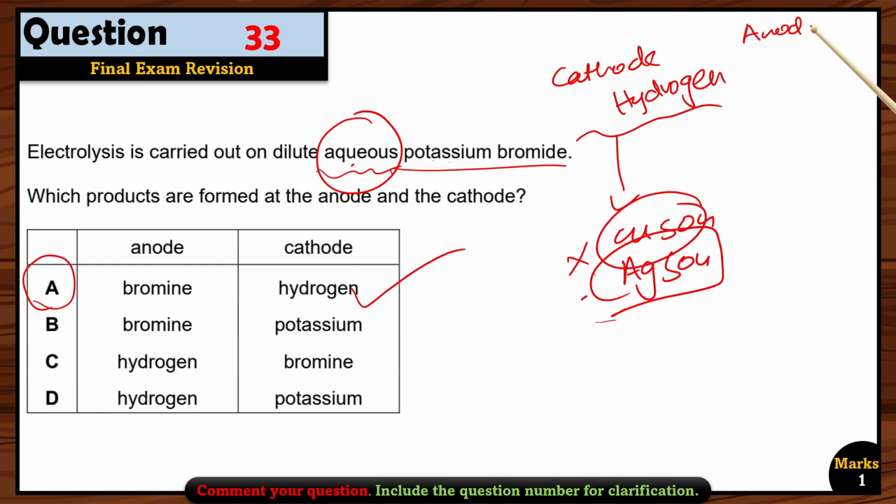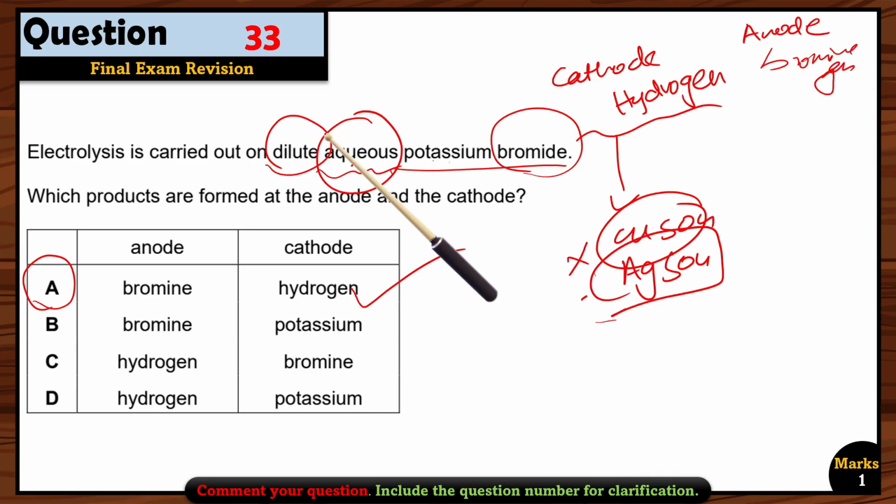Or if you still want to know about the anode, remember that it depends on the concentration. It doesn't depend on the solution. First, it should be a solution, and second, you also have to look at the concentration. They are already telling you that it is dilute aqueous potassium bromide. What does it mean? If the solution is dilute, you are not going to get your own bromide ion here, not the bromine gas. Why not bromine gas? Because this one is dilute.